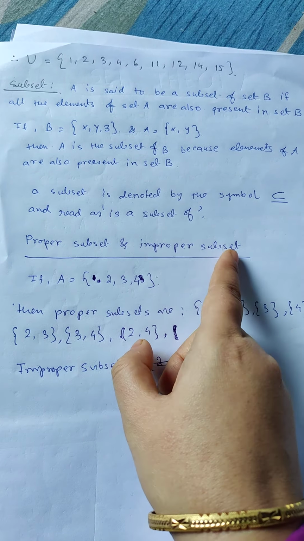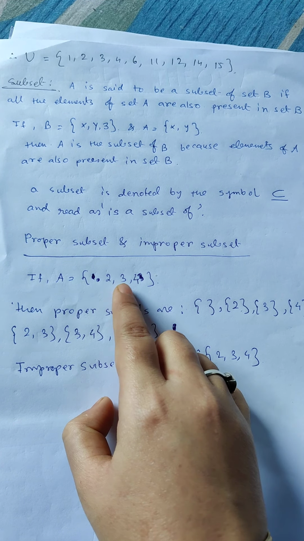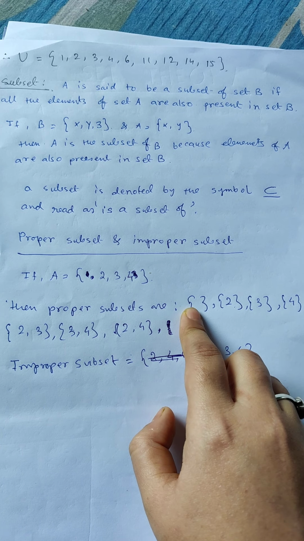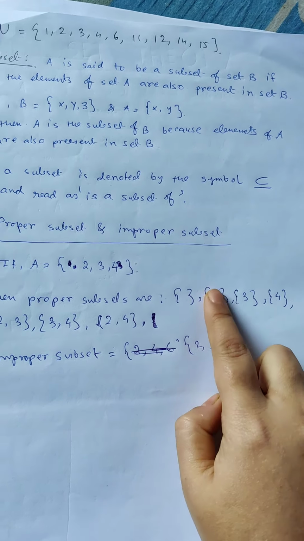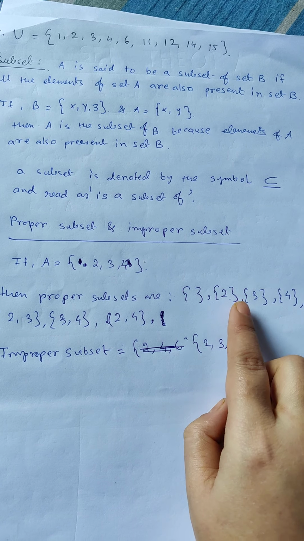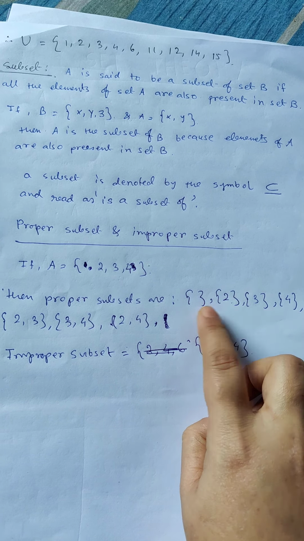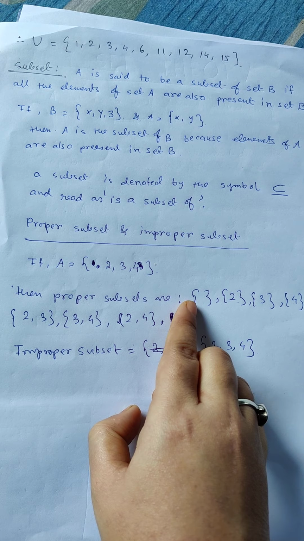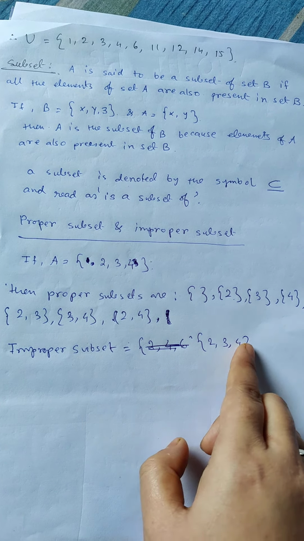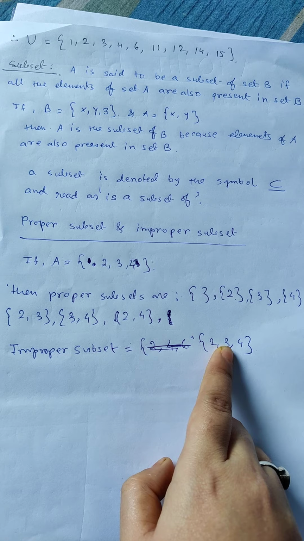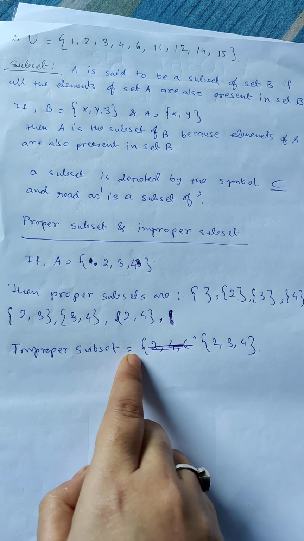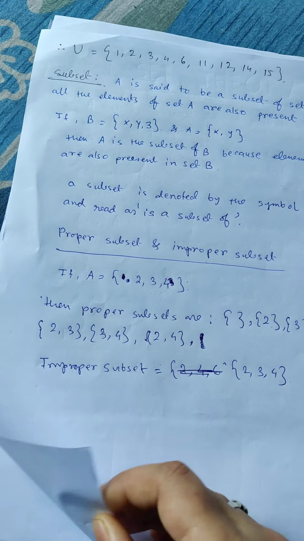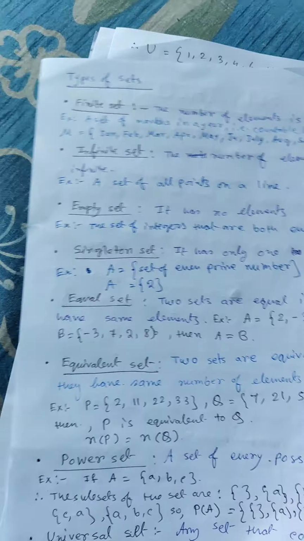Now the proper subset and improper subset. If A equal to {2, 3, 4}, then the proper subsets include the null set. We can say the proper subsets are the null set and every possible subset: {2}, {3}, {4}, {2, 3}, {3, 4}, {2, 4}. These all are proper subsets. But we couldn't take {2, 3, 4}, the same elements. If the elements are the same, then it's called an improper subset. Okay, now we can understand the power set.